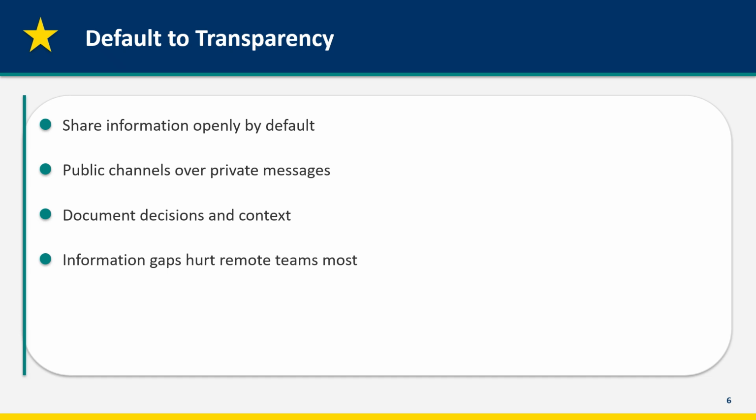Default to transparency. Share information openly unless there's a reason for privacy. Use public channels over private messages when possible. This spreads knowledge and includes people who might need to know. Document decisions and the context behind them. Future team members and your future self will need to understand why choices were made. Information gaps hurt remote teams more than co-located ones because there's no informal way to fill them.